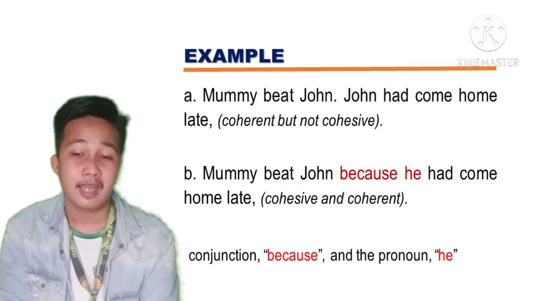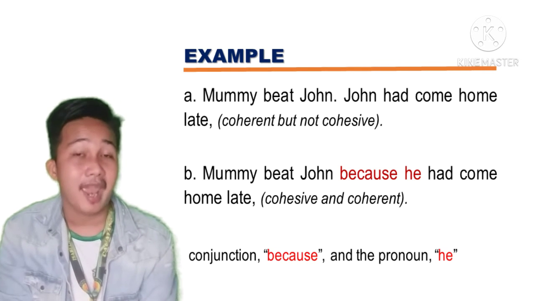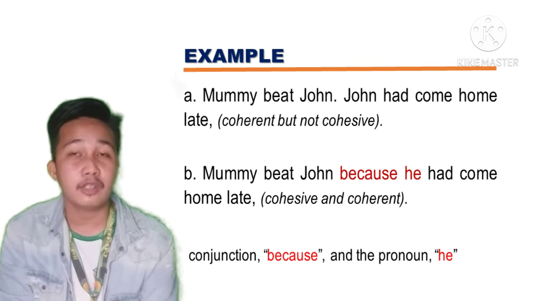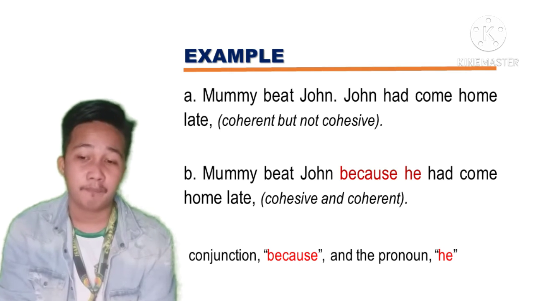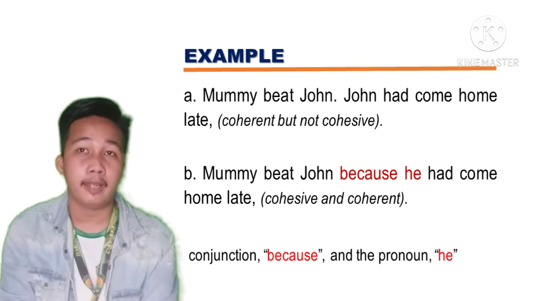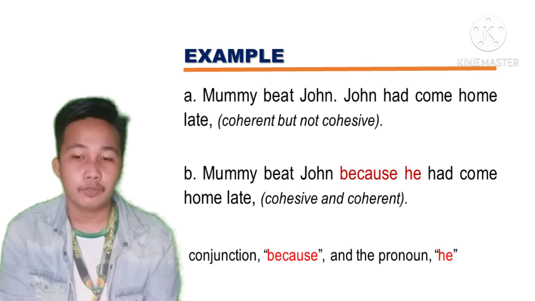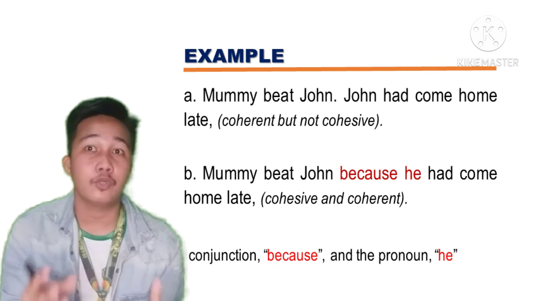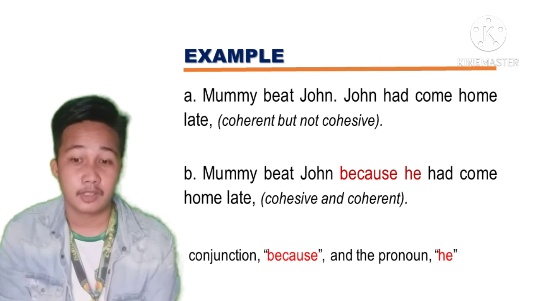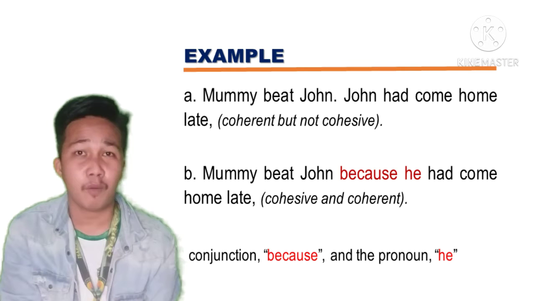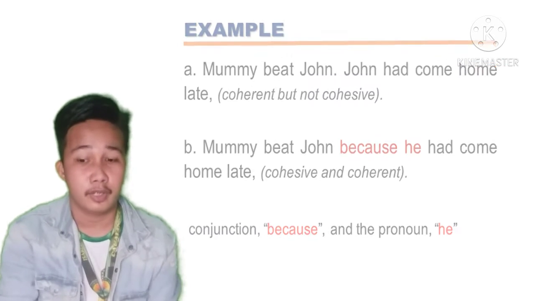This is an example of cohesive and coherent. Why? Because we use the coordinating conjunction because and the pronoun he to connect the first clause to the second clause, so that it has unity, it has relevance. So Mommy beat John because he had come home late is more comprehensible than the earlier example.